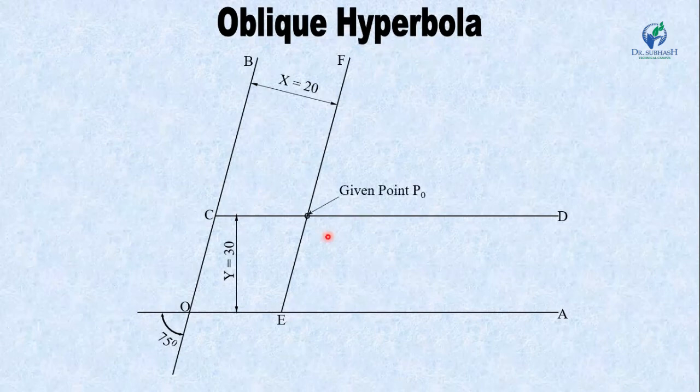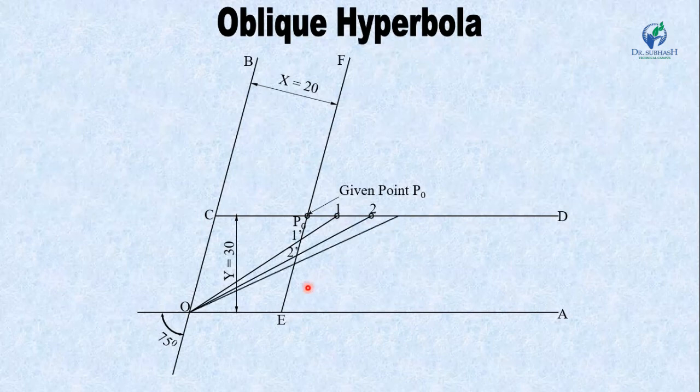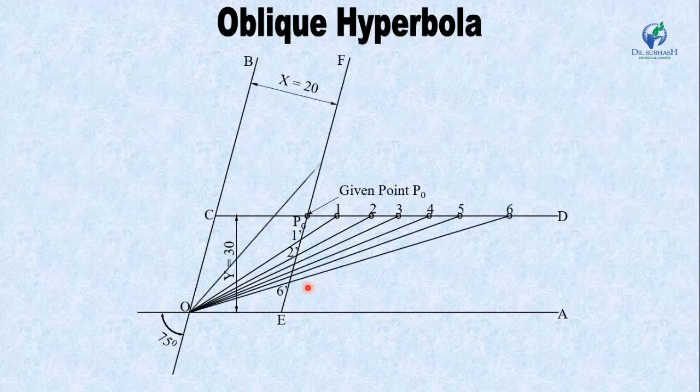Now repeat the same procedure as earlier. From P0, mark point 1, and P1. Point 1 and 1 dash, point 2 and 2 dash, similarly 3 and 3 dash, 4 and 4 dash, 5 and 5 dash, 6 and 6 dash. Also, another point on the other side is 7 and 7 dash.